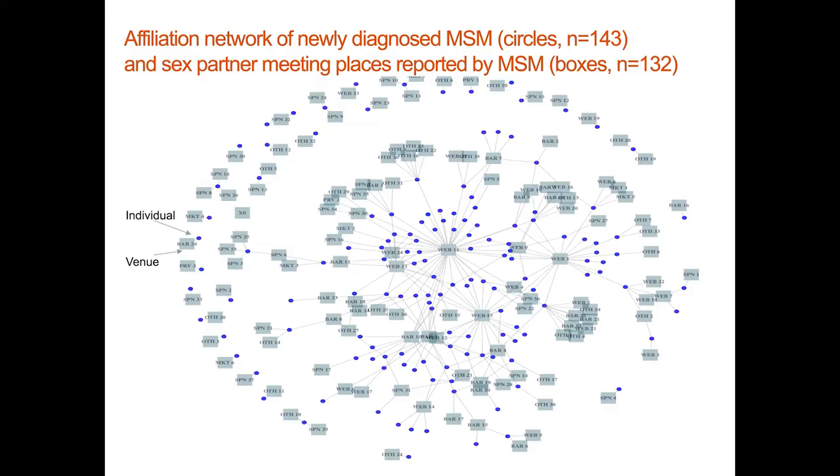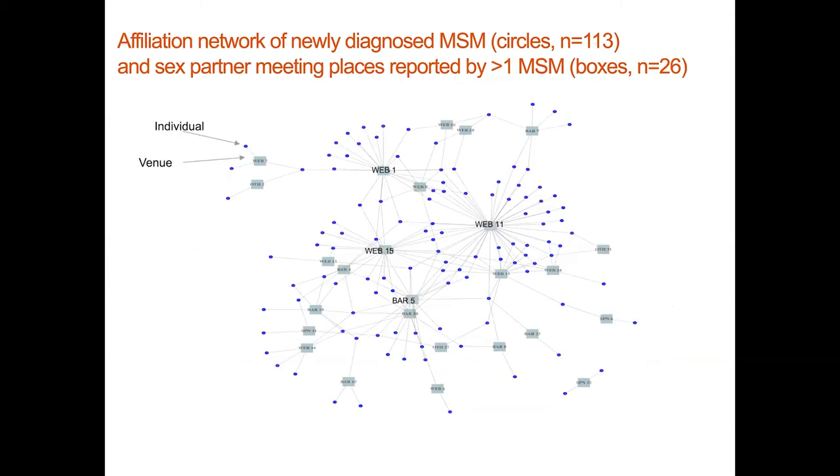So this is the beginning of the analysis. This is something that's kind of more familiar to everybody, where we map individuals. And then in this case, we're connecting them to the venues that they nominated. So this is an affiliation network of newly diagnosed MSM. There are 143 individuals represented here, and they reported on 132 venues. And 48% of the nominated venues were internet-based sites, 23% were bars or clubs. And that is consistent through all of our analyses, that that is now where we're standing in terms of the prevalence of online meeting spaces.